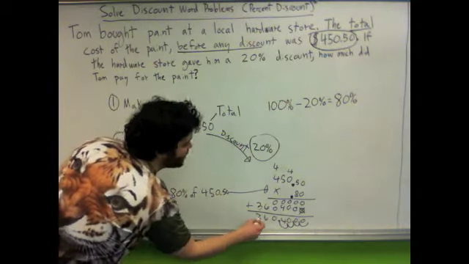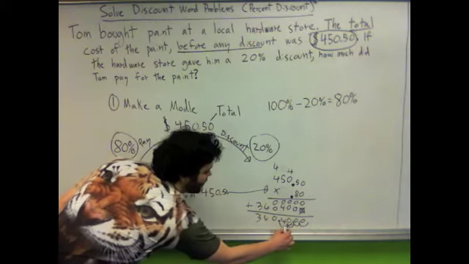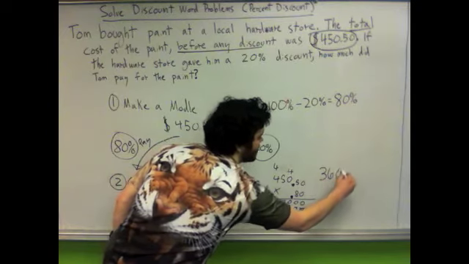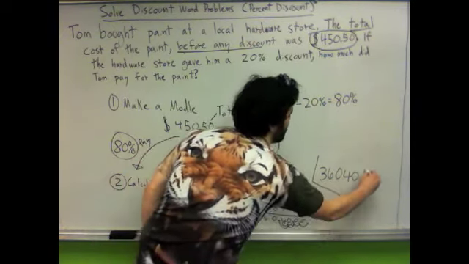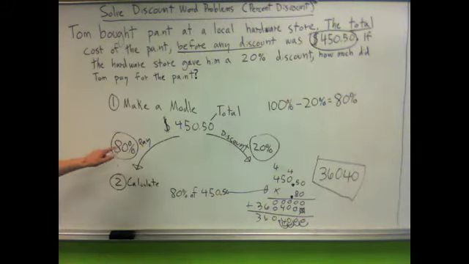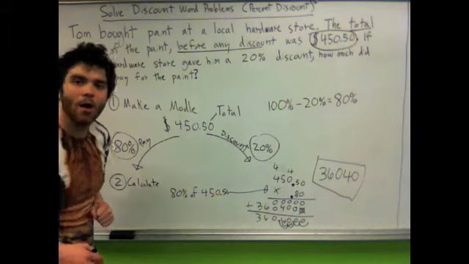And I get $360.40. $360.40 is going to be my final answer. Why? Because I paid 80% of 450, and so all I had to do was calculate that. 80% of 450.